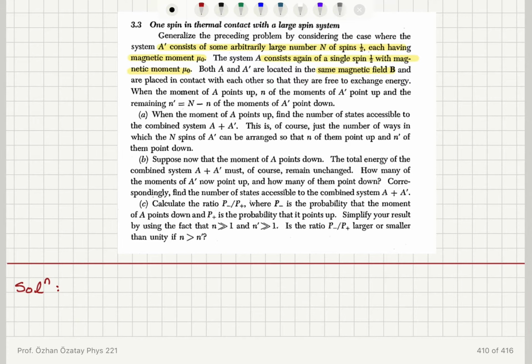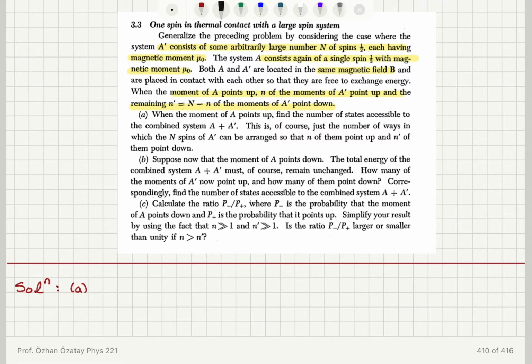When the moment of A points up, n of the moments of A' point up and the remaining n' point down. When the moment of A points up, find the number of states accessible to the combined system A plus A'. This is of course just the number of ways in which the capital N spins of A' can be arranged so that n of them point up and n' of them point down. Okay, so let's start with part A.